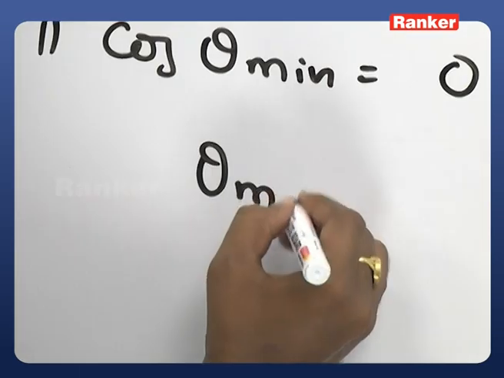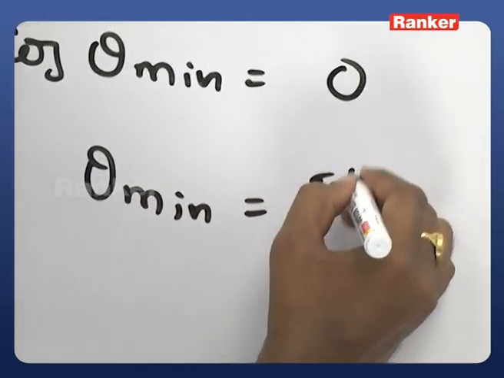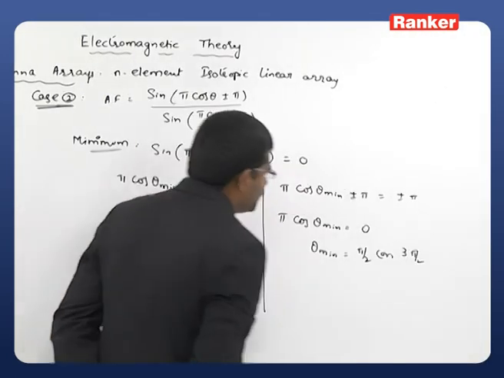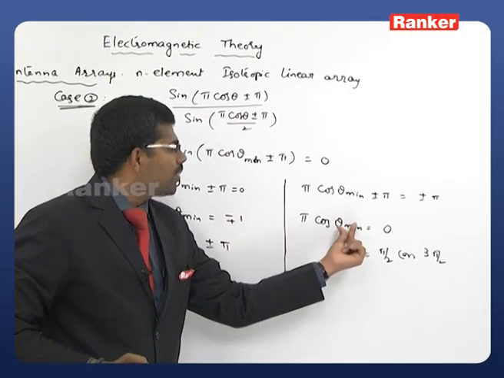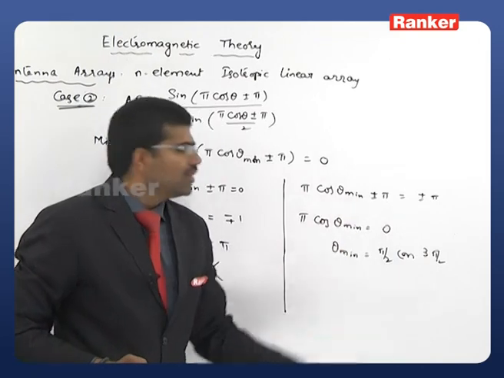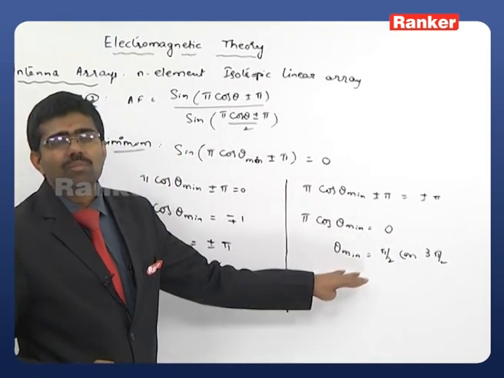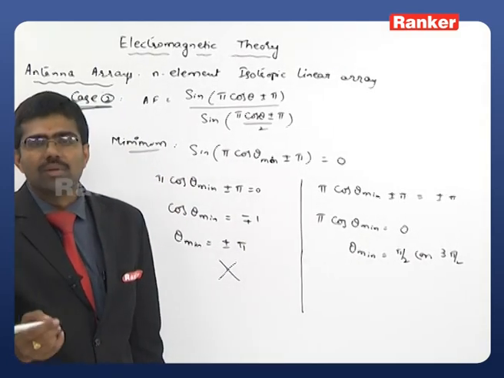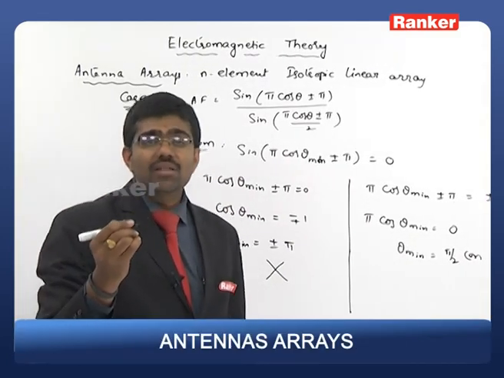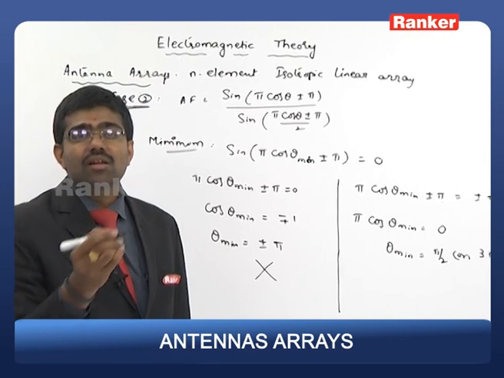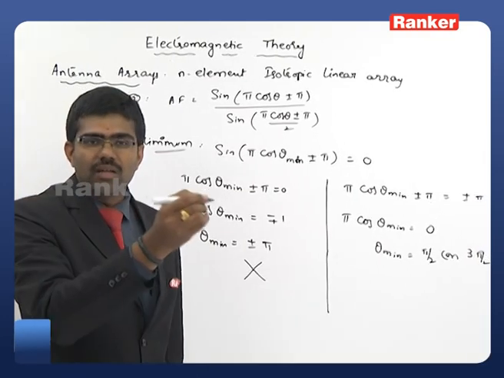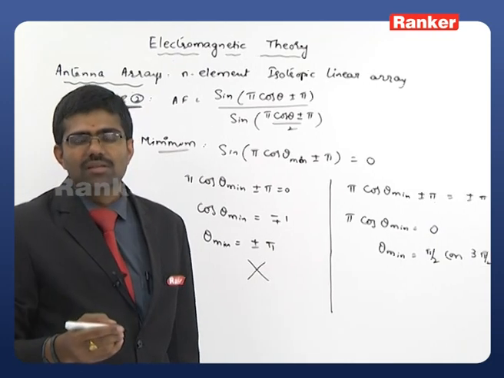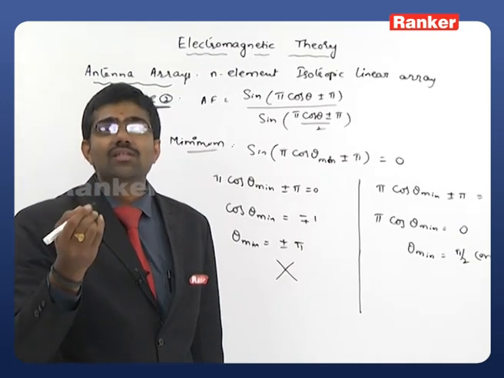Therefore directly you can write theta min is equal to either pi by 2 or 3 pi by 2. So if you substitute theta min equal to pi by 2, you will get 0, 3 pi by 2 you will get 0. So the minimum radiation pattern will be obtained in these two directions. That is what you are supposed to remember. Now once again recollect what the maximum directions are. The maximum directions are along 0 and 180. The minimum directions are along 90 degrees and 270 degrees. With the help of these four angles you can draw the radiation pattern again.